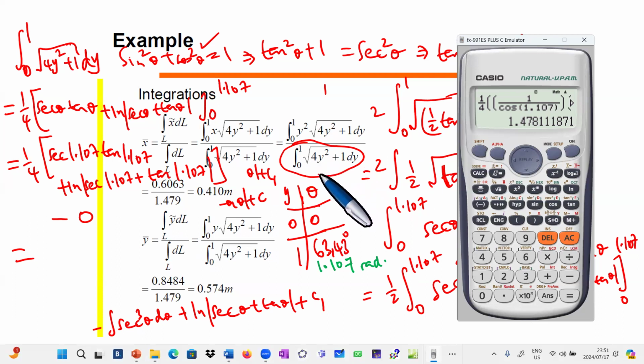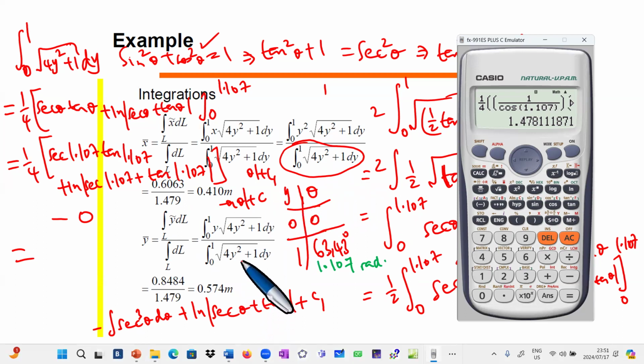But there are integration tables that you can use, and they save a lot of time. Because sometimes you might not really do all these things in the exam. It's not very realistic, right?